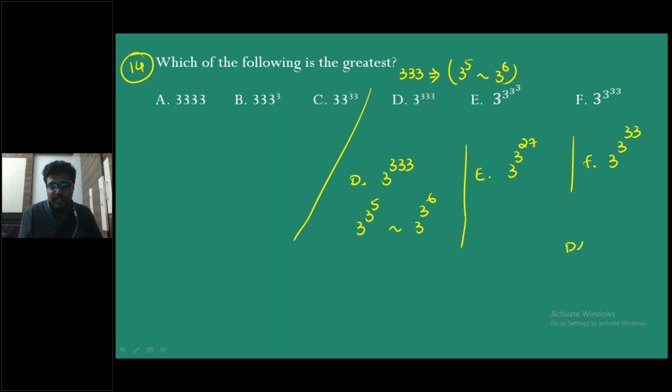So up to now D is less than, E is less than F. F is the greatest up to now. We are just trying to make sure this is 3 power 3 power 3 power. That's all, one way of handling.